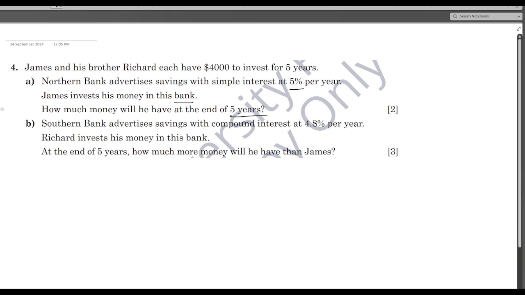Southern Bank advertises saving with compound interest at 4.8% per year. Richard invested his money in this bank. At the end of 5 years, how much more money will he have than James?